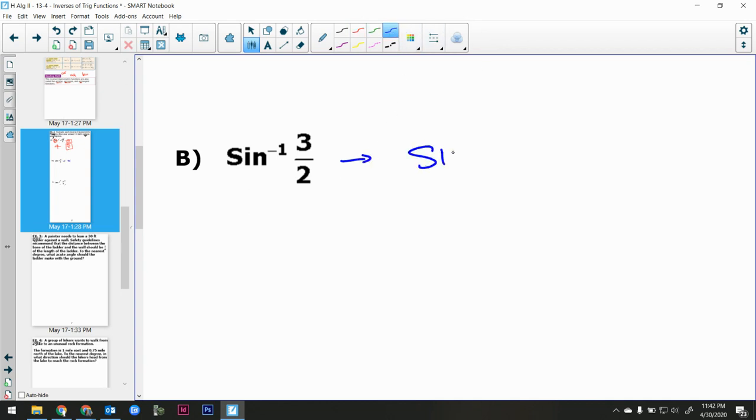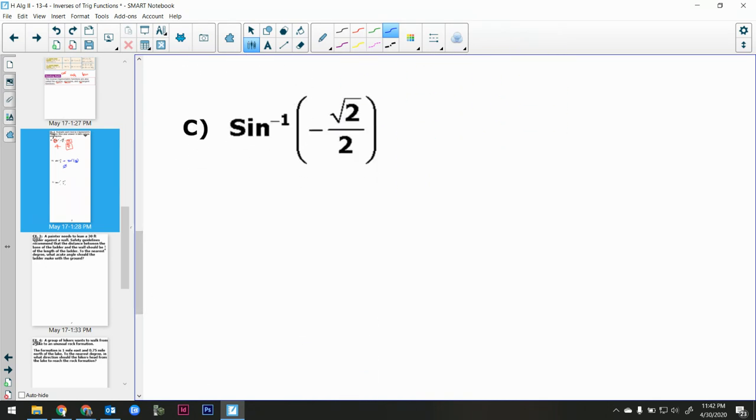Is it even possible? Well, that's inverse sine of 1.5. Are there any angle measures that have a sine value, a y value, bigger than 1? No. The highest sine value I have is positive 1. It doesn't even go up higher than that.